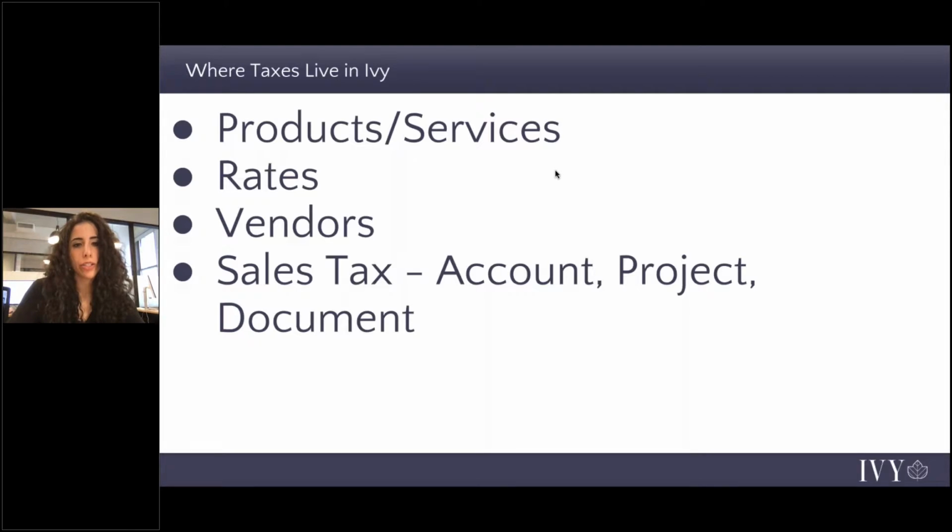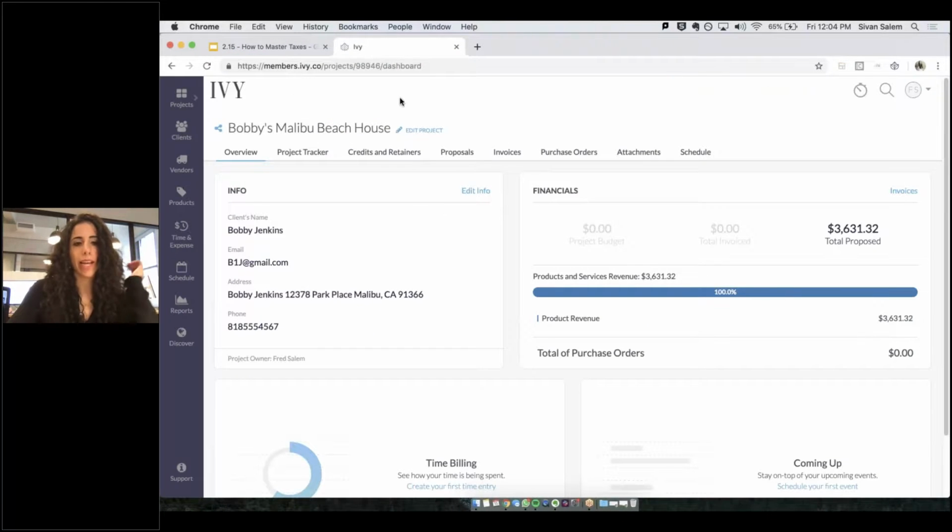So what I'm going to do is go ahead and move into IB. There are a couple of things that I want you to keep in mind with taxes. Because they are attached to the product or service, as we see over here, and the rate itself, you're going to want to make sure that when you add a product or service to your library, you include as much information as possible. You want to set yourself up for success.